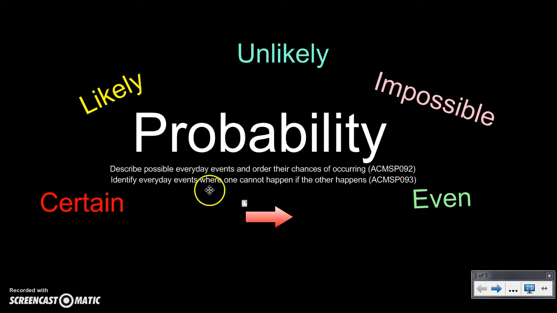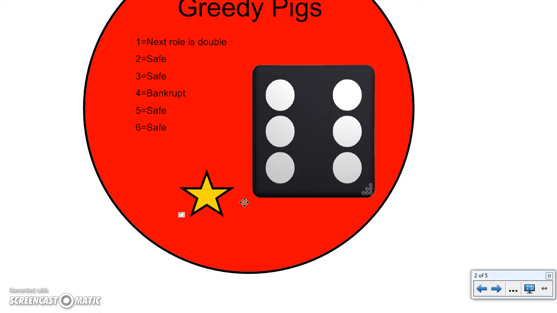We have the Australian curriculum outcomes just here, and they are the things that we will be addressing in the next coming slides. The arrow will help us to navigate to the next slide. Greedy Pigs is a great way to introduce probability to the students.